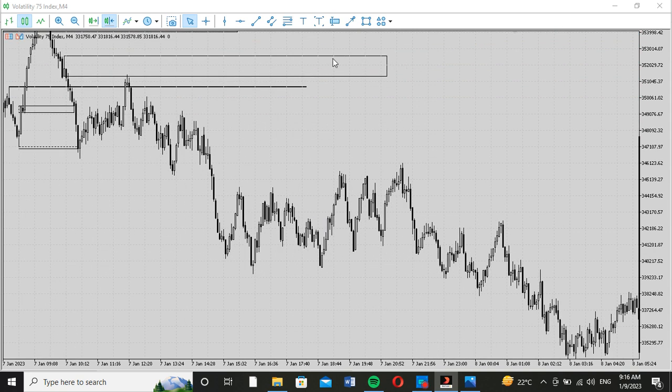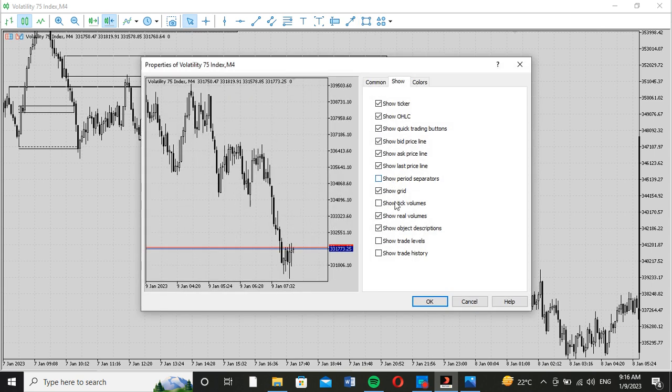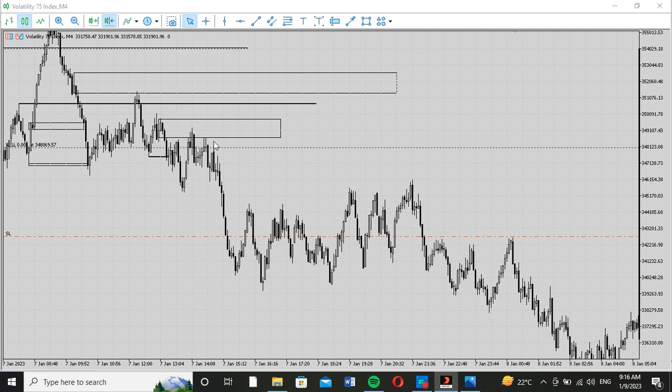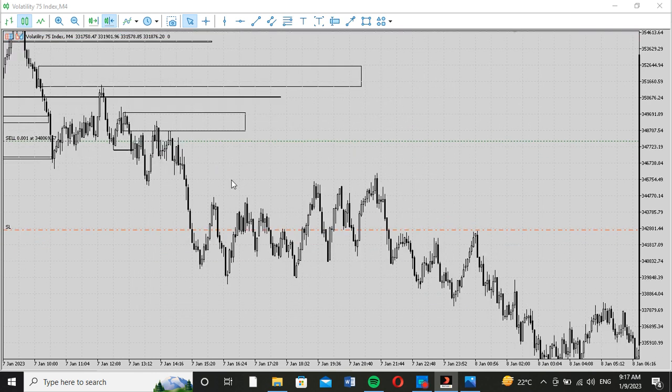Then when I had a break of structure right here, I entered my third position at this area. I think so. Let's see. Yeah, you can see right there the third position was there.